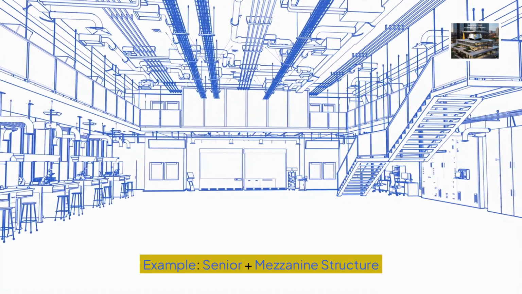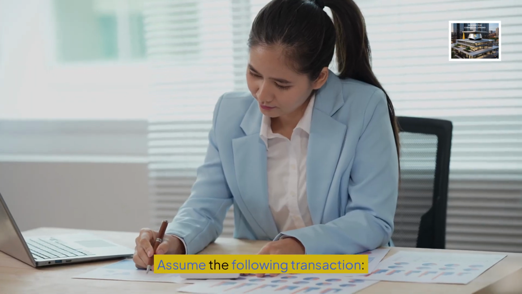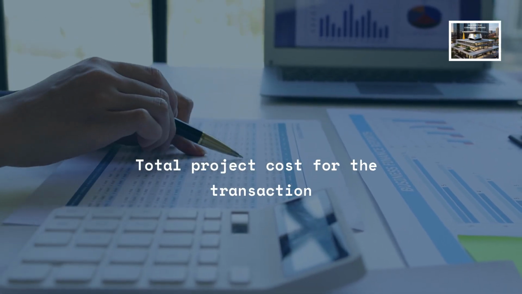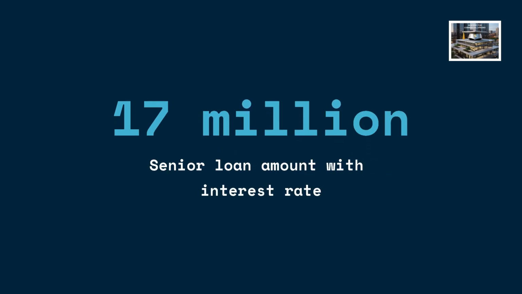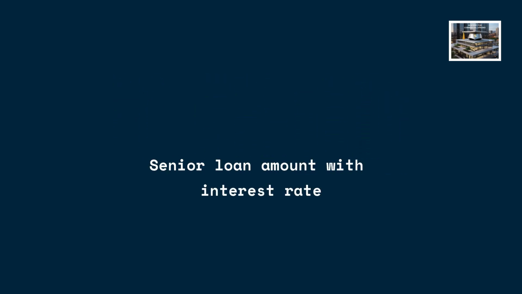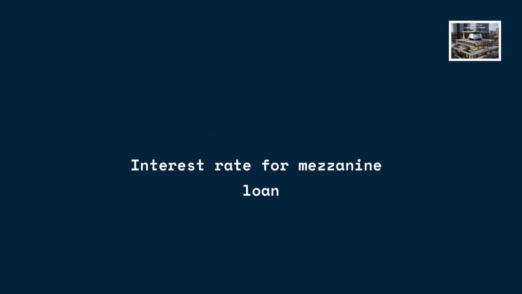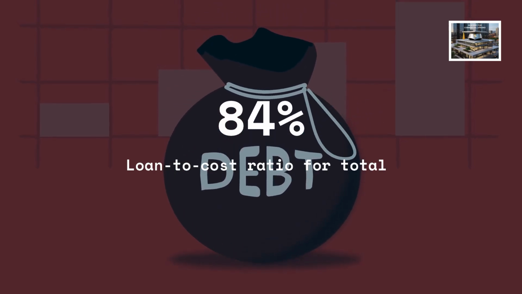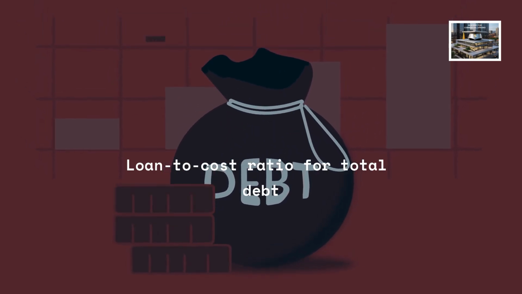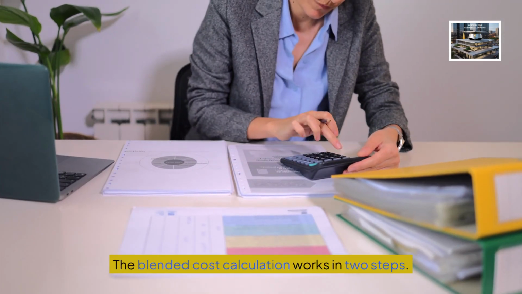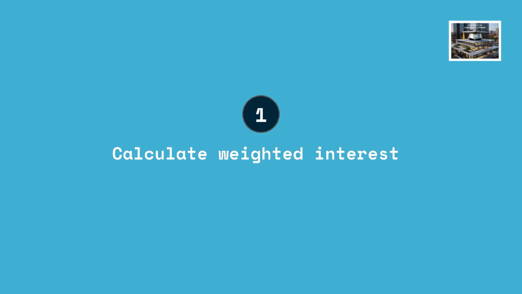Example: senior plus mezzanine structure. Assume the following transaction. Total project cost, $25 million. Senior loan, $17 million at 6.50%. Mezzanine loan, $4 million at 12.00%. Total debt, $21 million at 84% LTC. The blended cost calculation works in two steps. Step 1. Calculate the weighted interest for each tranche.